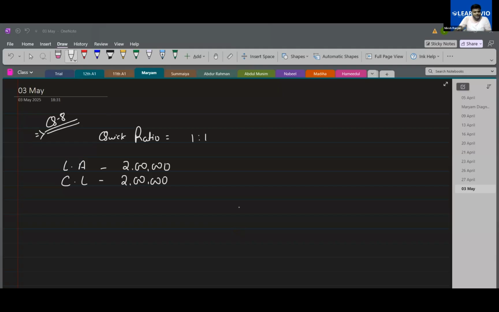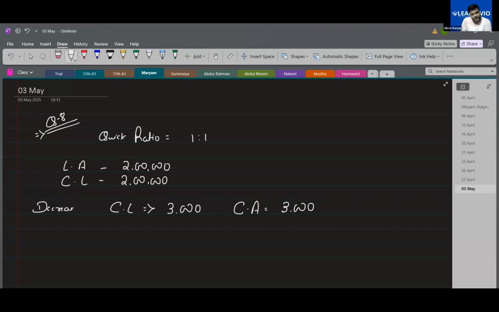Okay. So quick ratio is 1:1. Liquid assets are 2 lakh and current liabilities are 2 lakh. Now, what is bills payable? It is a current liability. If you pay the current liability of 3,000 by paying cash, your current asset will also decrease by 3,000.